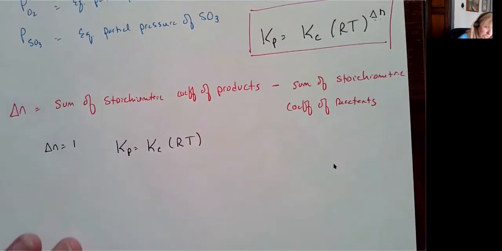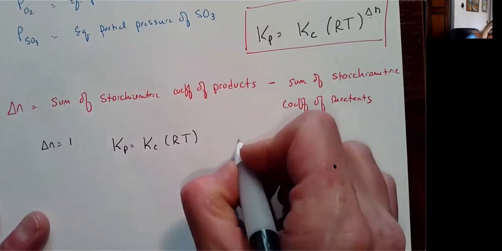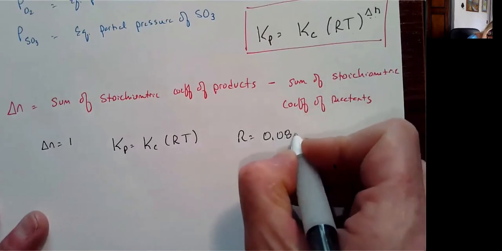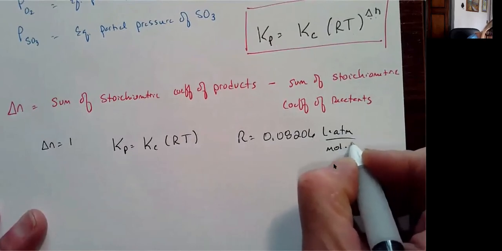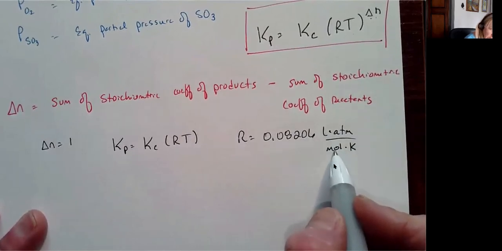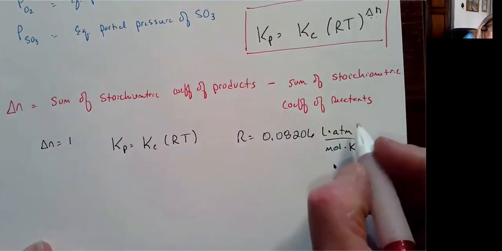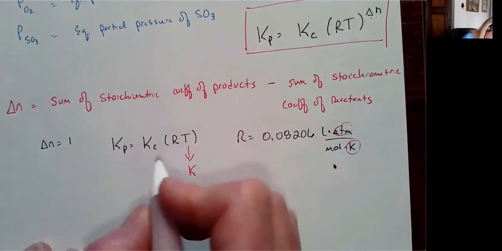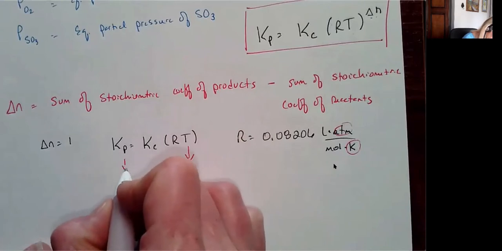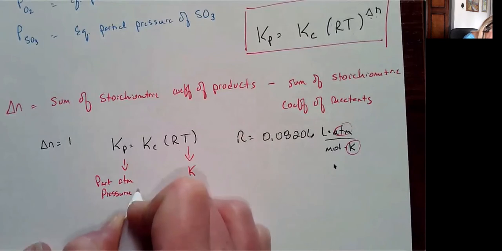My pressures here must be in atmospheres because this is the ideal gas constant, and that's going to drive your units here. R is going to be 0.08206 liter atmosphere per mole Kelvin. This is where your units of concentration are going to come into play. My partial pressures have to be in units of atmospheres. My temperature has to be in Kelvin. So this has to be in Kelvin. And my partial pressures are all going to be in atmospheres.